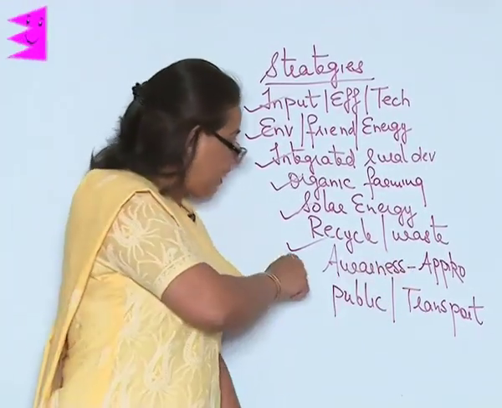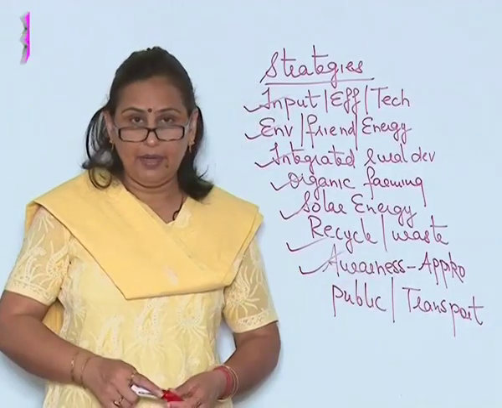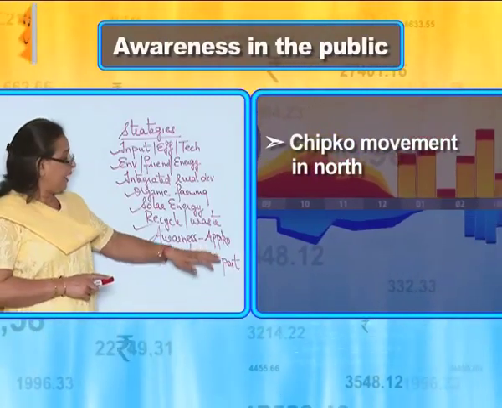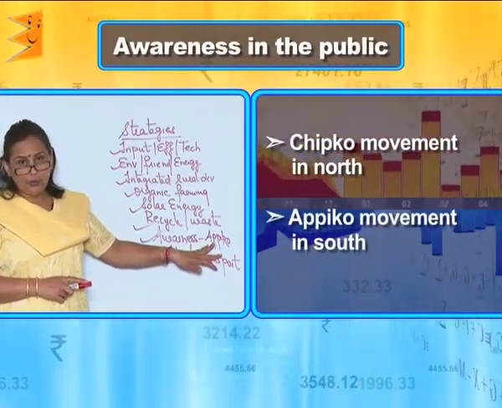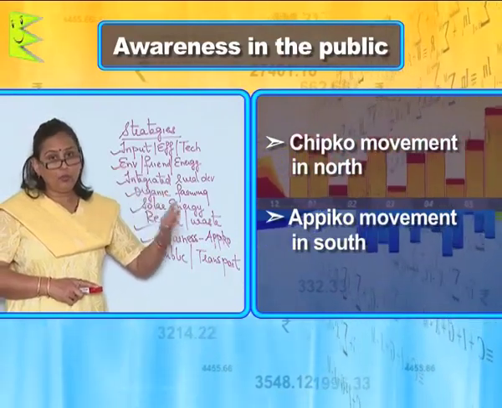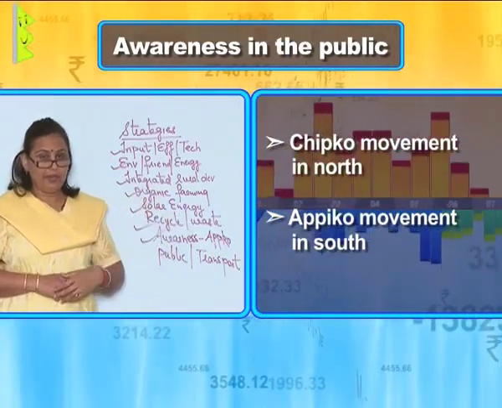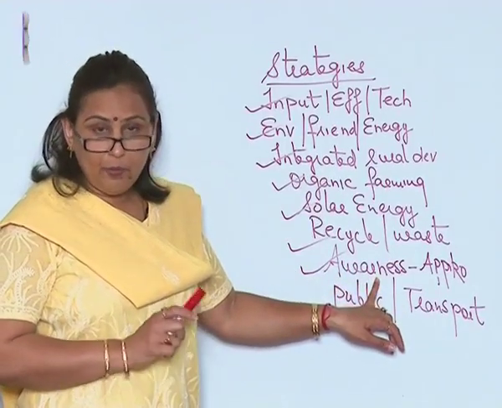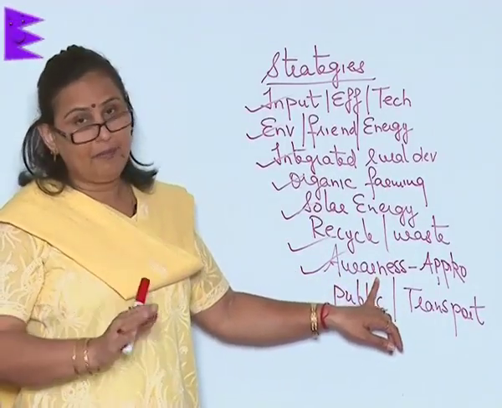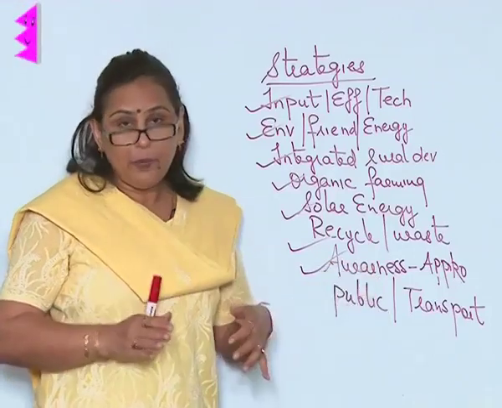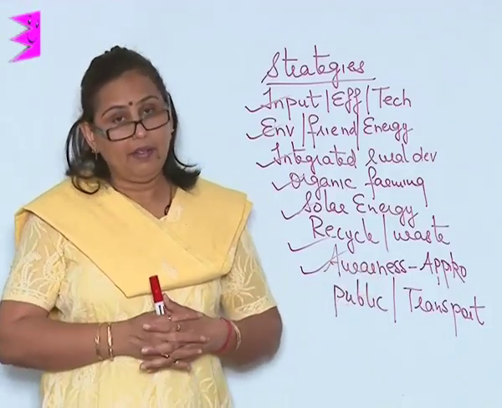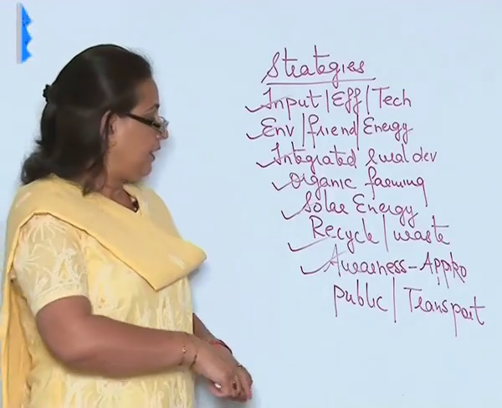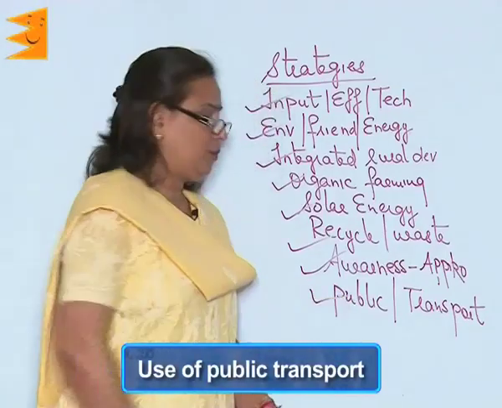Then we have to create awareness in the public, and programs like the Chipko movement in the north and the Appiko movement in the south are definitely a contribution towards sustainable development. When people started clinging to the trees so that nobody fells them, nobody cuts them, and thus this awareness is much required in India in order to have sustainable development.